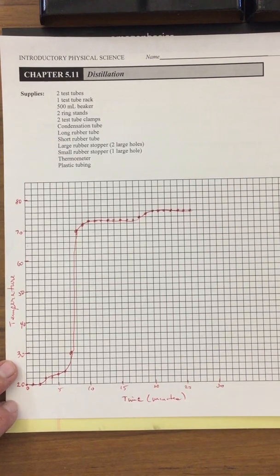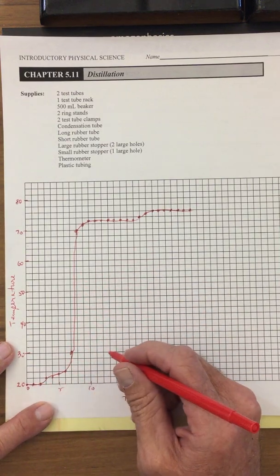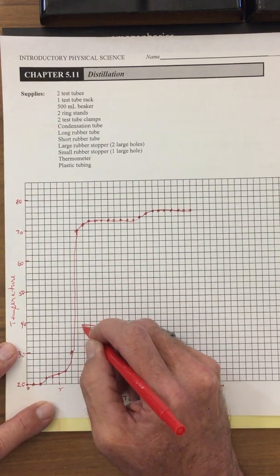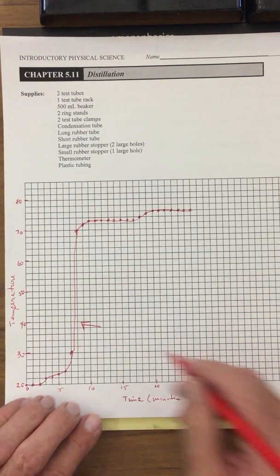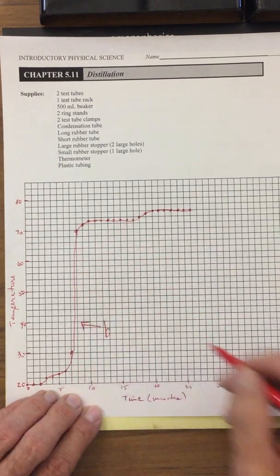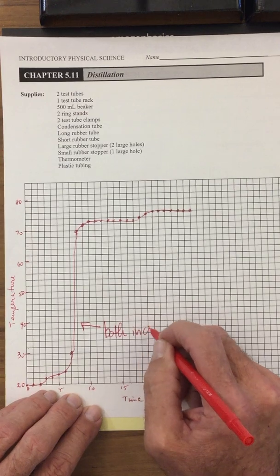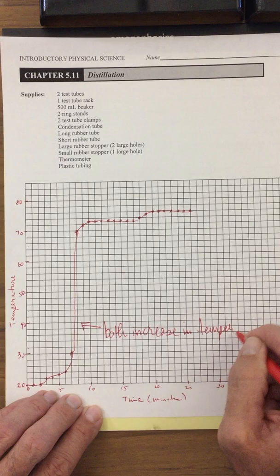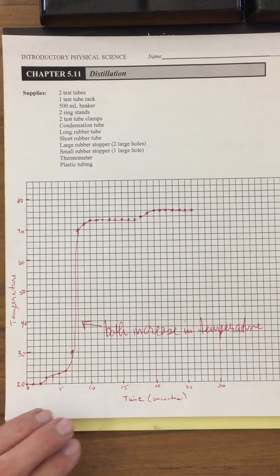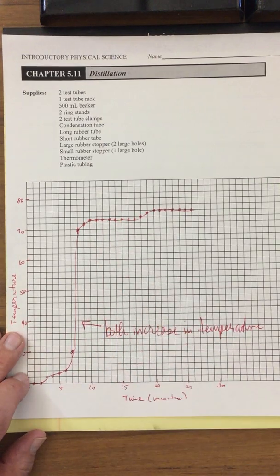I want to analyze this graph and what's happening. So during this portion right here, everything is heating up. So both substances are heating up. We have the alcohol and the acetone that are in here. So this is an increase in temperature of both of them. Both increase in temperature. But then it curves off right here and it plateaus.